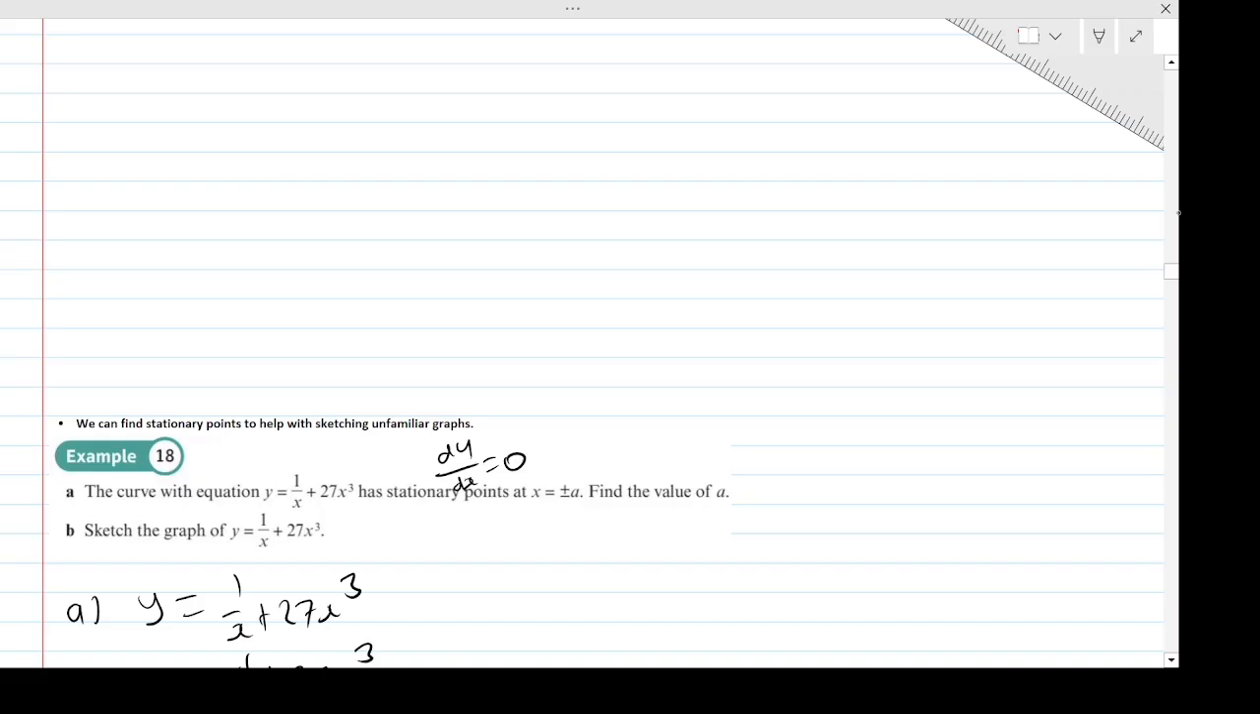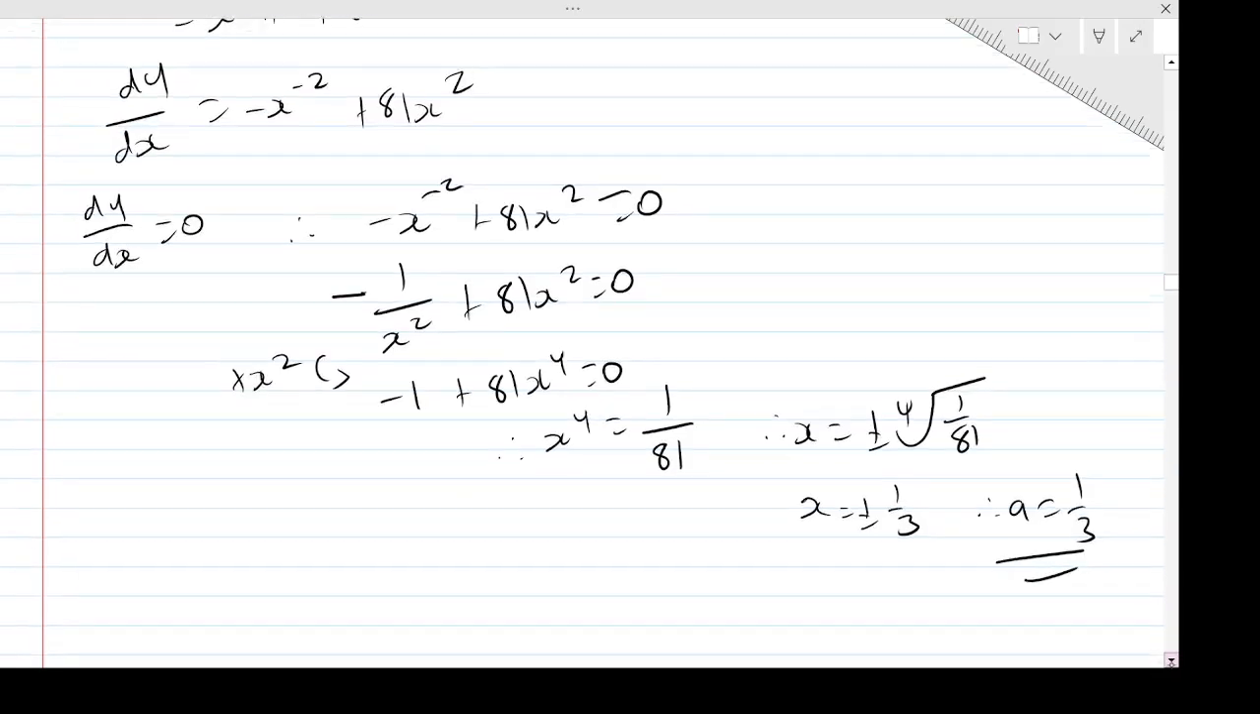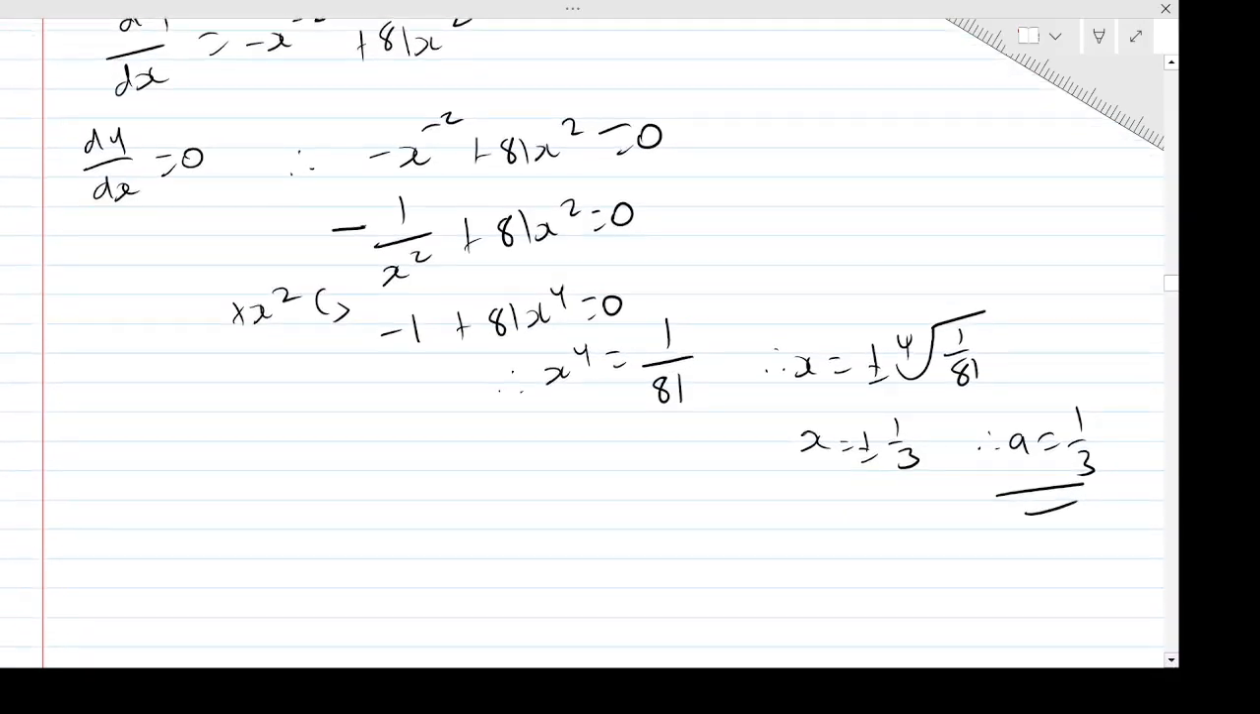Now, we're told to sketch the graph of y is 1 over x add 27x cubed. Now we know what individually these graphs look like, 1 over x and x cubed, but adding them together is a bit more complicated. What we can do, in general, with graph sketching, I like to use an acronym to help me, and it's RAILS.